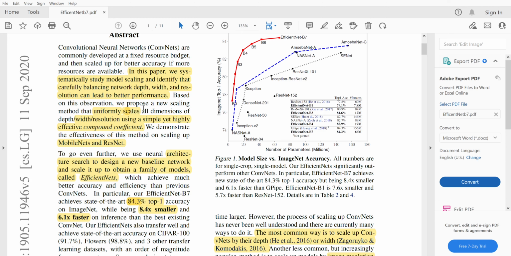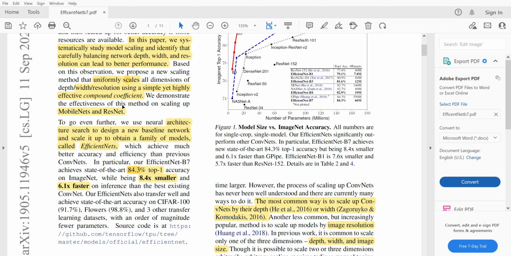So they are pointing out that the network should be increased in three dimensions: depth, width, and resolution. If we increase these three dimensions of the network, that can lead to better performance. Well, that makes sense. Obviously, if you have deeper depth, your accuracy would increase. If you have wider width, the accuracy would increase. If you have a bigger resolution image, the accuracy would increase.